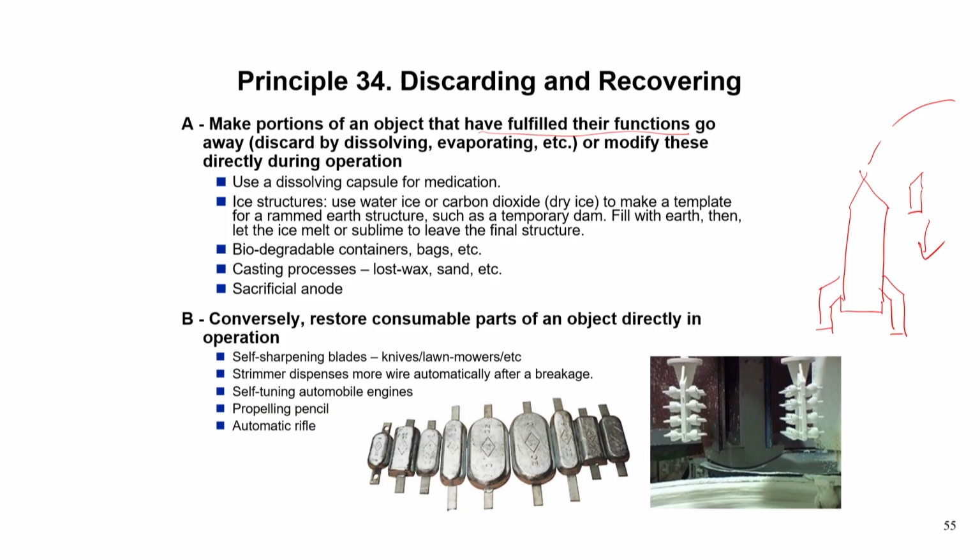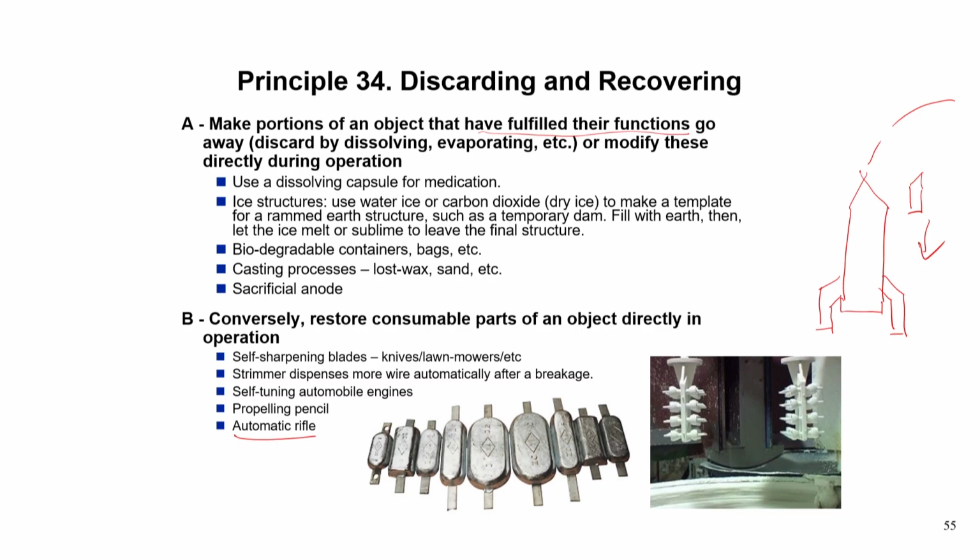Conversely, the second case: restore consumable parts of an object directly in operation. Self-sharpening blades can be thought of as one such example, and also an automatic rifle or streamer that dispenses more wear automatically after a breakage. So, there are some such examples where you restore the consumable parts of an object directly in operation, and then you utilize it for future purpose. So, this is principle 34, the discarding and recovery.